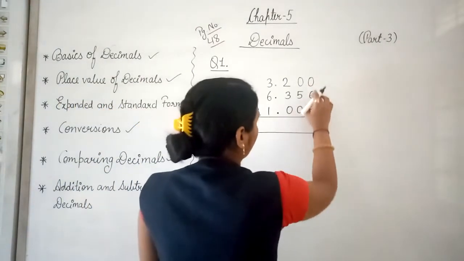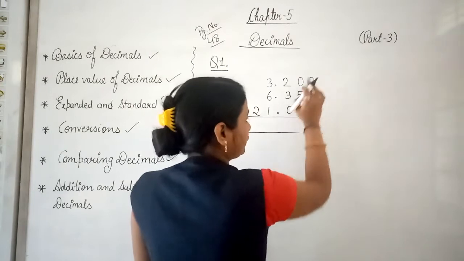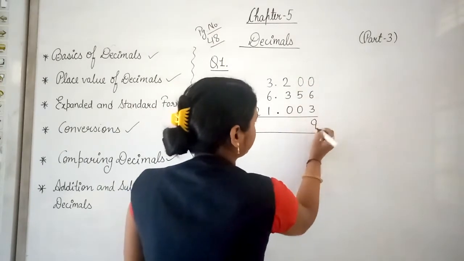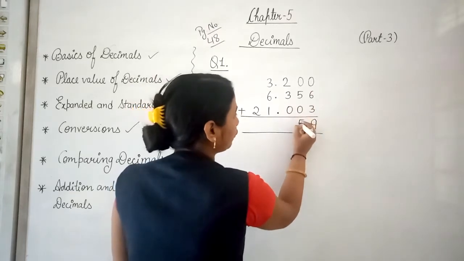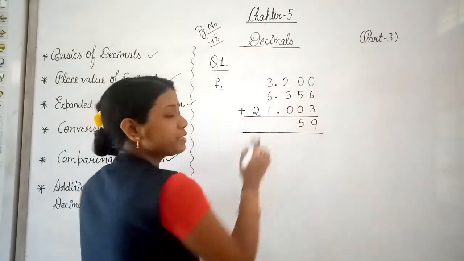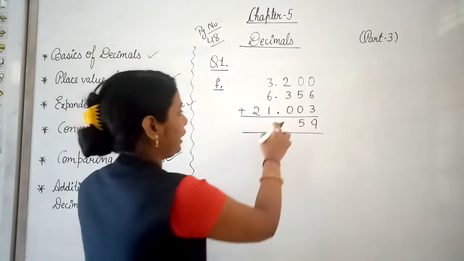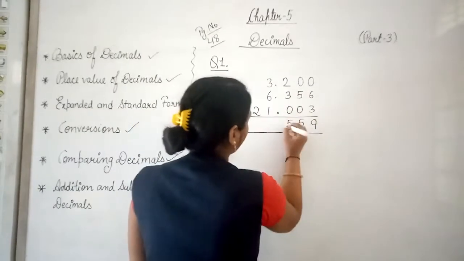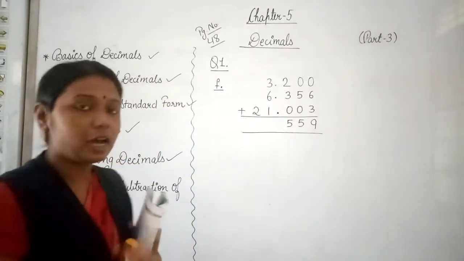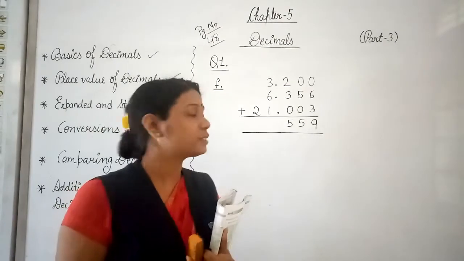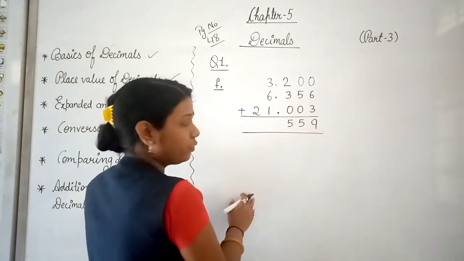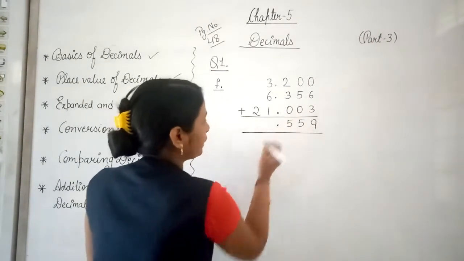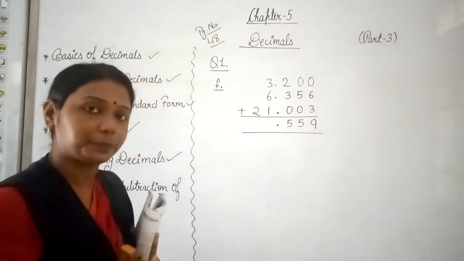So now 6 plus 3 plus 0 will be 9. 5 plus 0 plus 0 will be 5. 2 plus 3 is 5. 5 plus 0 is 5. That's how we add counting numbers. Now, because the decimal point is arranged over here, we will also put a decimal point in our answer.